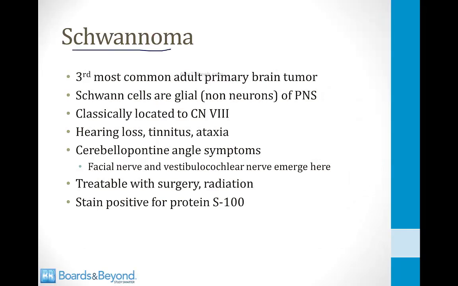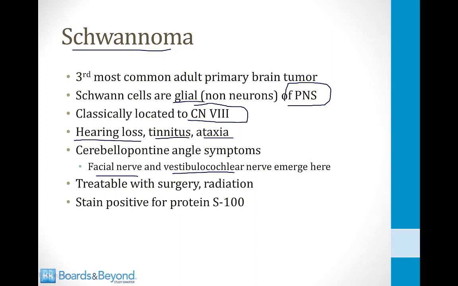These are the third most common adult primary brain tumor. Remember that Schwann cells are glial cells, non-neurons of the peripheral nervous system. So these tend to locate more peripherally. They're classically located on cranial nerve 8, and cranial nerve 8 is the vestibulocochlear nerve, so these patients will develop hearing loss and tinnitus and ataxia. They like to form at the cerebellopontine angle, so this gives symptoms of facial nerve and vestibulocochlear nerve damage when you have a schwannoma here.